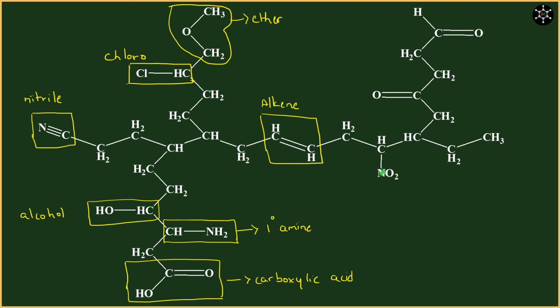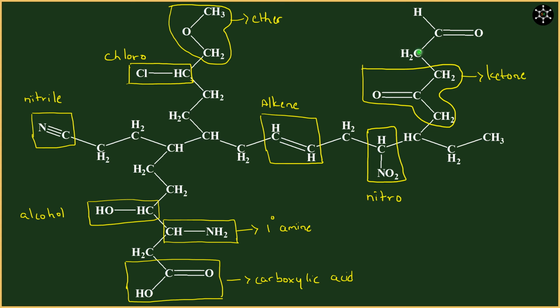Then here we have NO2 connected to carbon. This is nitro. Then we have C connected to C double bond O, that is further connected to C. This is a ketone. Then we have C connected to C double bond O, that is connected to H. This indicates aldehyde.